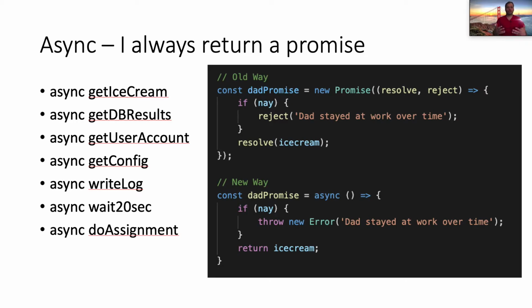The new way is to use an async function. An async function's return value is always the promise. And if you want to reject things, you simply throw errors. So if Dad stayed over work time, you throw a new error saying Dad stayed at work overtime. And if the promise is going to be able to resolve, eventually you're just going to return the ice cream. So how do you write async functions? You just have async get ice cream, get DB results, async user account config, anything like that. And in the code, I've actually written it in arrow function syntax. So we're just saying const add promise equals an async function, and that function returns an ice cream.